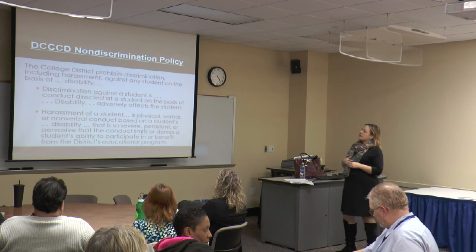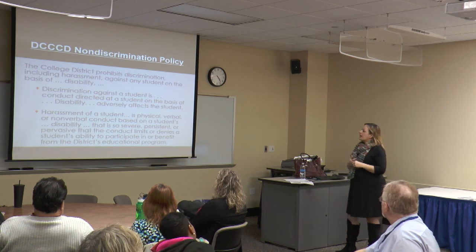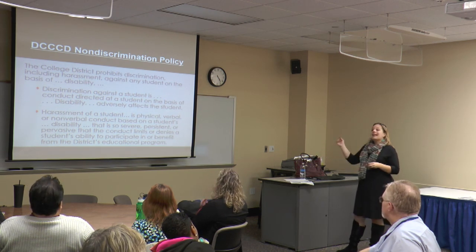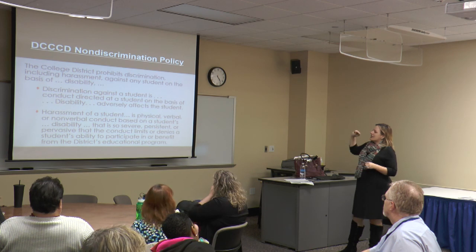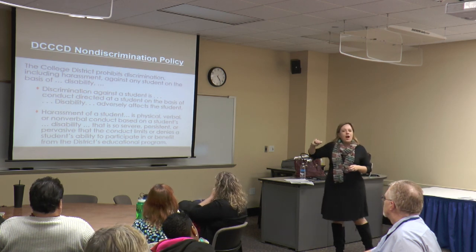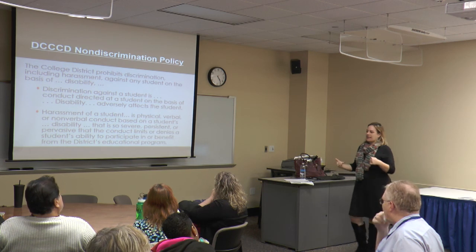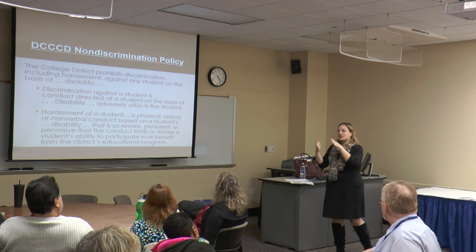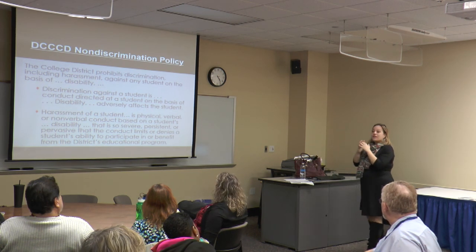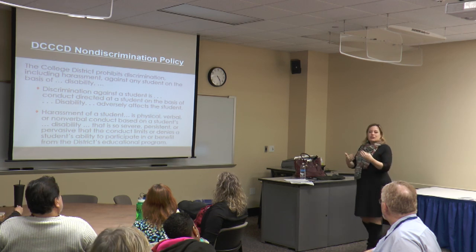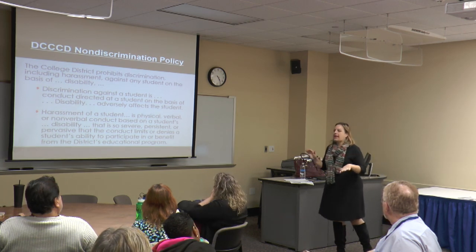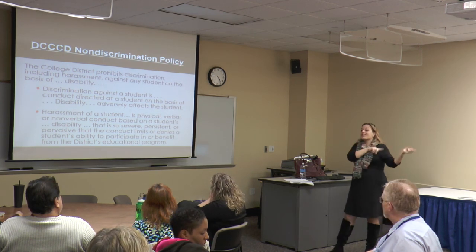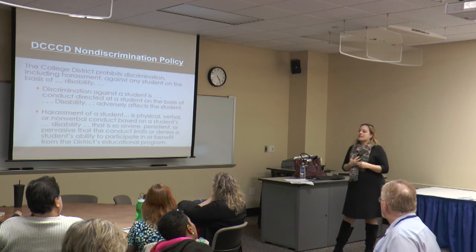And it's defined here: discrimination against a student is conduct directed at the student on the basis of the disability that adversely affects the student. Keep in mind too that it's not just on the basis of the disability, but also on the fact that they are asking for an accommodation. It's kind of an overlap, is it discrimination or is it retaliation? Either one of those might fit. But taking an act against a student because they are asking for some sort of modification is also considered illegal under the statutes we talked about earlier, and also prohibited by the district's policy.